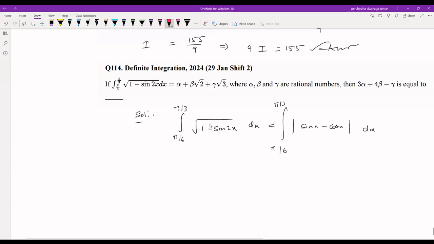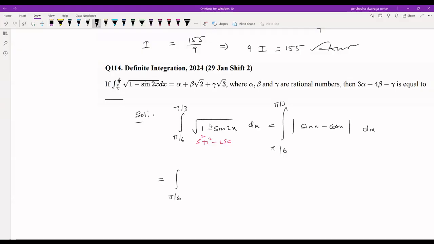and sine 2x means 2 sine x cos x. It will be either cos x minus sine x whole square or sine x minus cos x whole square, and the square and root get cancelled and we take a modulus sign. Next, we know that from 30 to 45 sin x is higher, and from 45 to 60 cos x is higher. So accordingly we will split this integral.